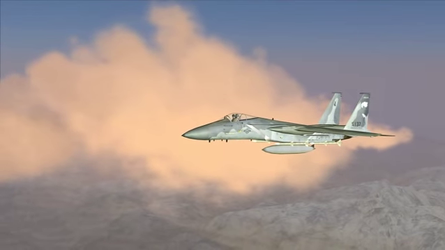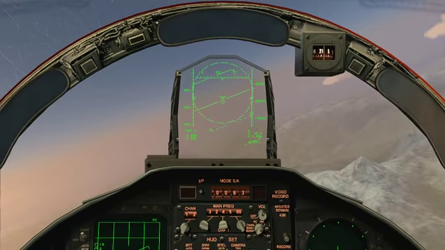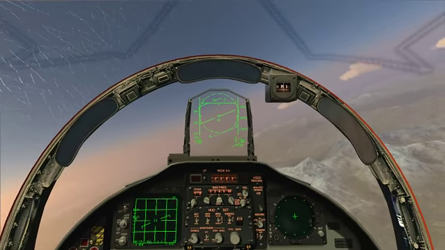And speaking of working harder, let's get back to work. Okay, there's another group of aircraft out here, somewhere.